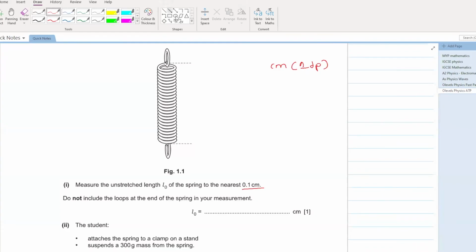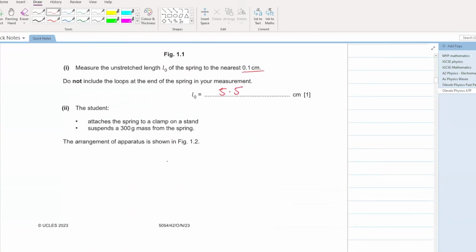So we will take a ruler and measure between these two dotted lines. I have already measured this and my answer is coming out to be 5.5 centimeters. Please keep the answer to the nearest 0.1 centimeter. Don't convert it into 6 or 5. Keep it to one decimal place in centimeter.